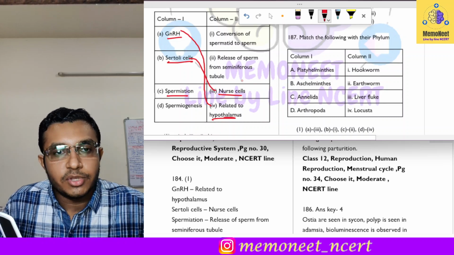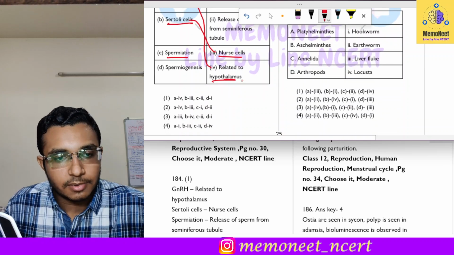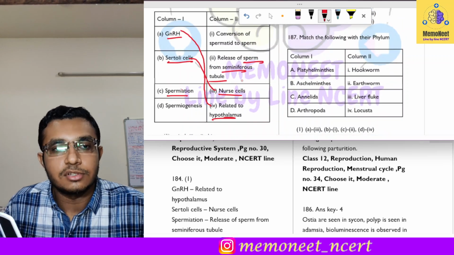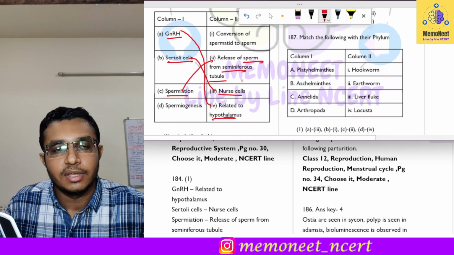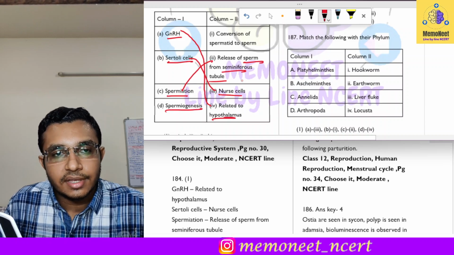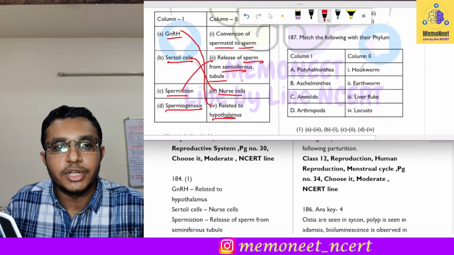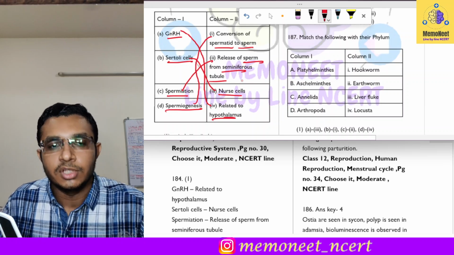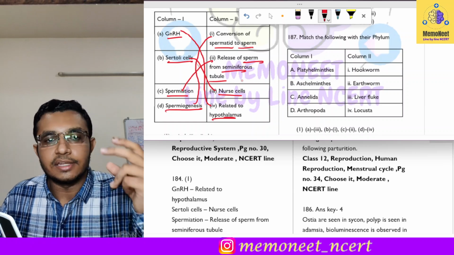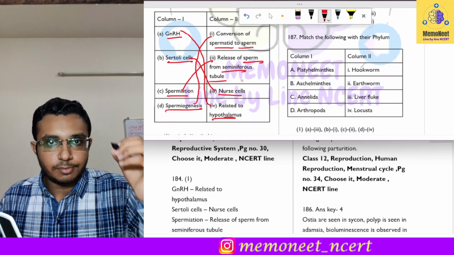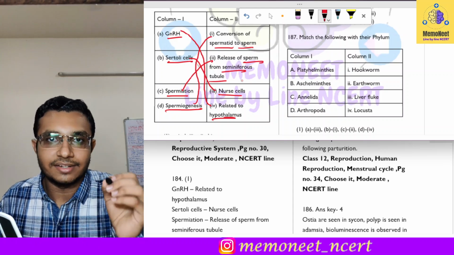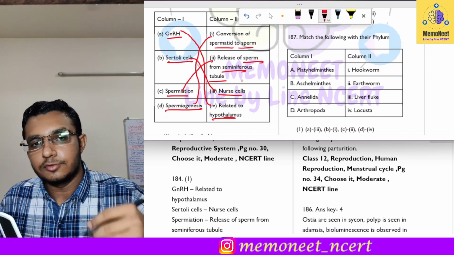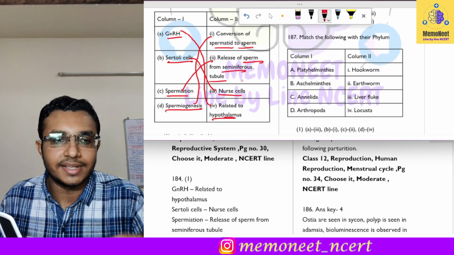C is spermiation. Now, what is the process of spermiation? Spermiation means the release of sperm from the seminiferous tubule is called spermiation. Okay, and the spermiogenesis is the conversion of spermatid to the spermatozoa. Okay, so that is called as spermiogenesis. So these two terms are confusing. One is spermiogenesis, that is when the spermatid is converted to spermatozoa, and second is spermiation, means the release of sperm from the seminiferous tubules is called as spermiation.